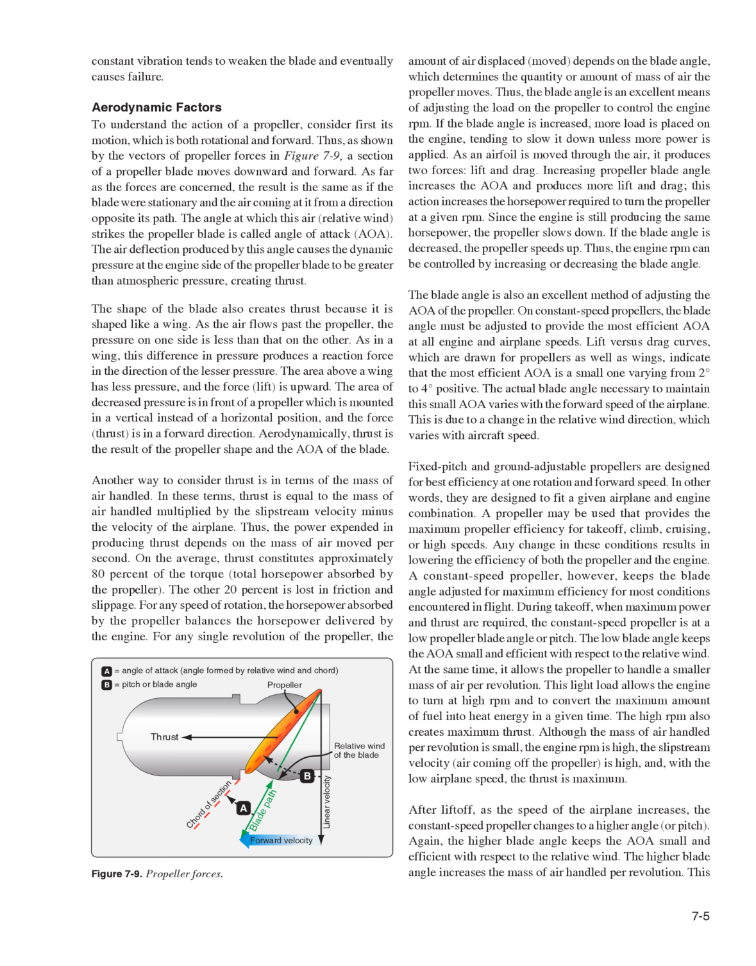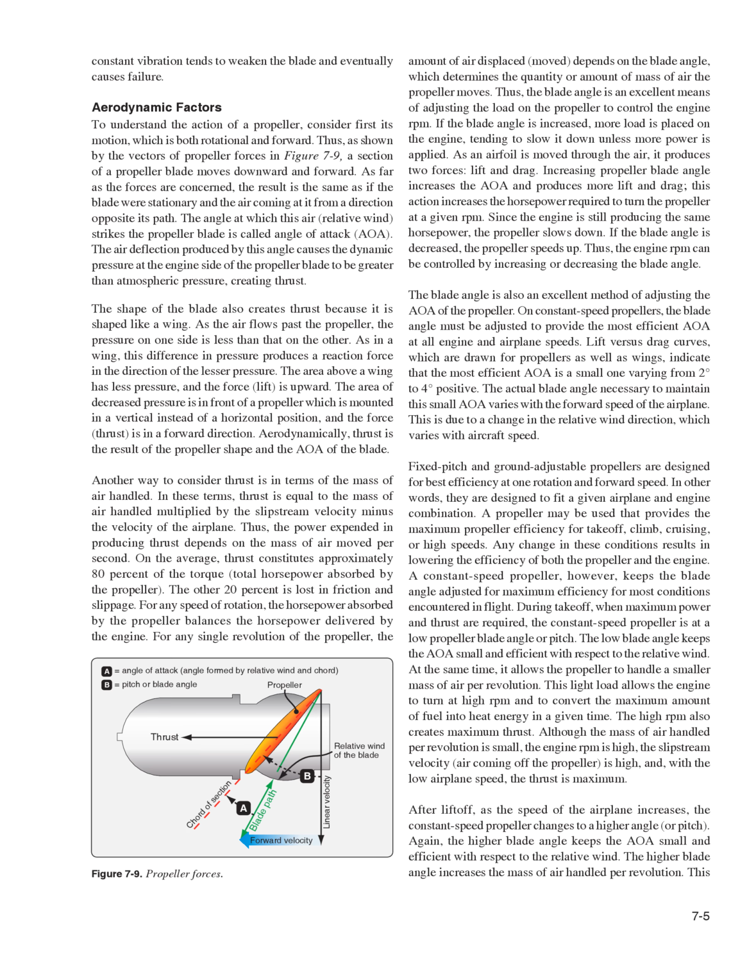Another way to consider thrust is in terms of the mass of air handled. In these terms, thrust is equal to the mass of air handled multiplied by the slipstream velocity minus the velocity of the airplane. Thus, the power expended in producing thrust depends on the mass of air moved per second. On the average, thrust constitutes approximately 80% of the torque, total horsepower absorbed by the propeller. The other 20% is lost in friction and slippage.